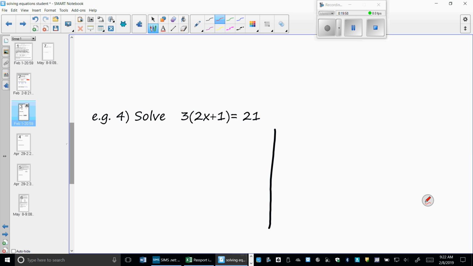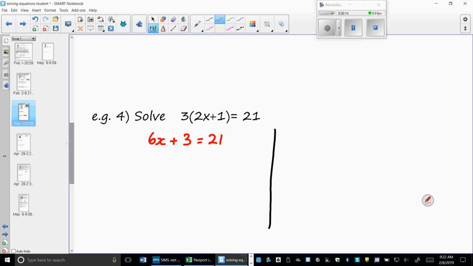Okay, so do you think you can do that for me? 2 times 3 is 6. So don't forget this belongs with it too. So we're going to have 6x plus 3. Good girl. Awesome. And that's equal to 21.